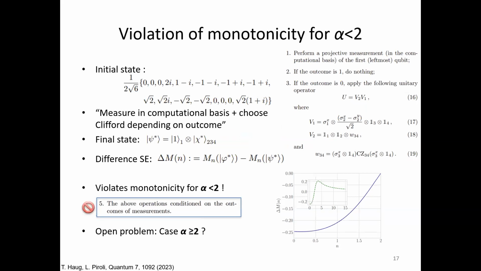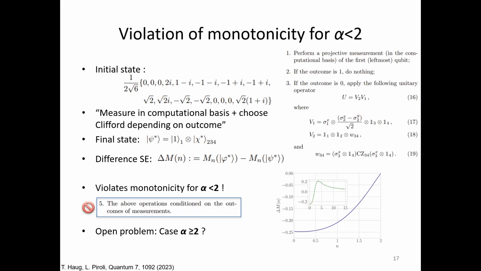So we can find an explicit counterexample whenever alpha is smaller than 1 of the Renyi entropy. So we take this initial state, which has 4 qubits, and we found this via numerical optimization. So you can find this example here, and we now measure in a computational basis. Basically, we measure 1 qubit, and if the outcome is 1, we do nothing, and if the outcome is 0, we apply the following unitary, some kind of Clifford operation, and we get this final state here.